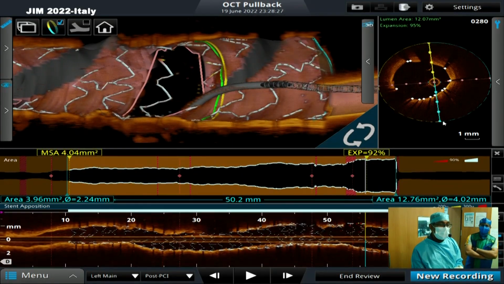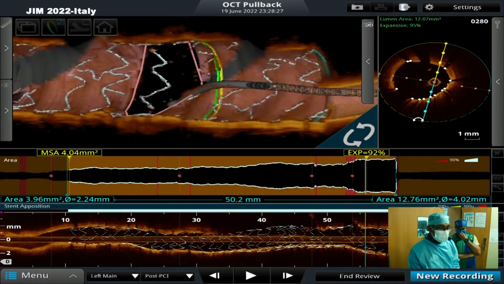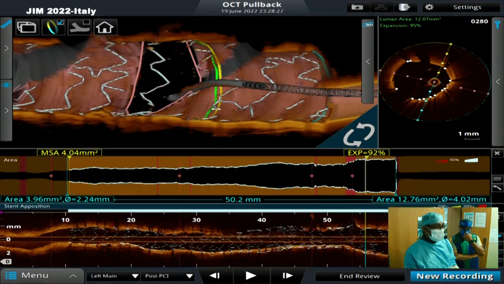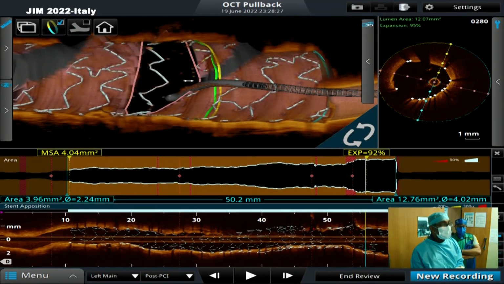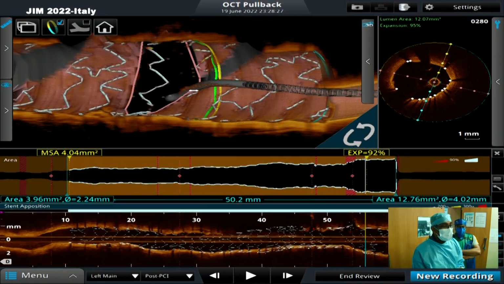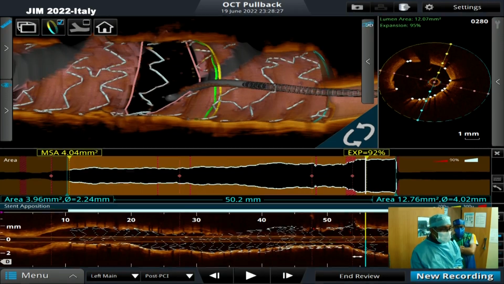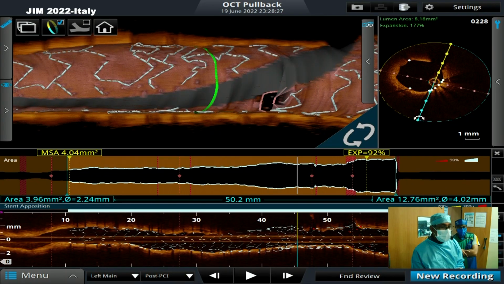Leave it alone. Yeah. Show us now the circumflex. Would you really want to have a pullback? No. The ostium of the circumflex is the question. Is this the ostium of the circumflex or the ostium of the diagonal? No, this is the ostium of the circumflex. That's the circumflex ostium, the wire going into the circumflex. The diagonal, I'll show it to you in the longitudinal image. I see. Okay. Fair enough.